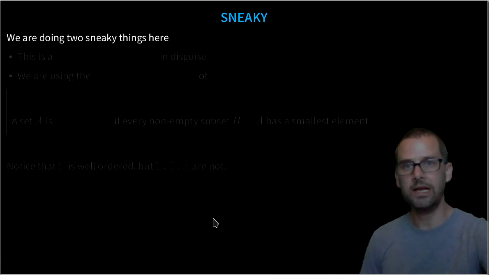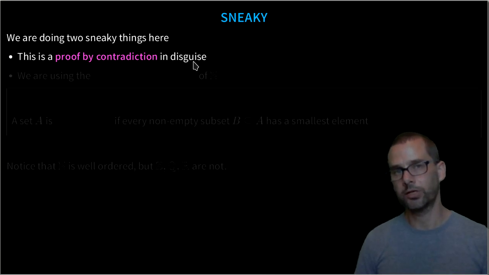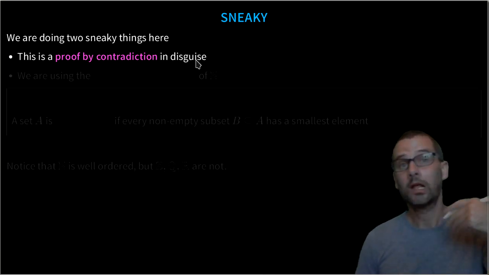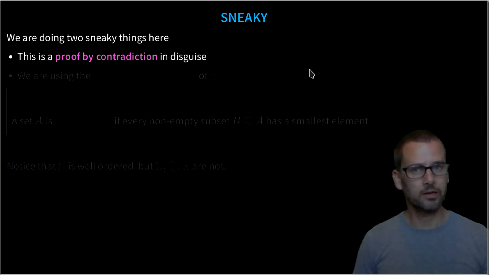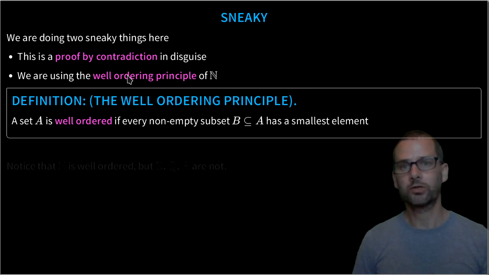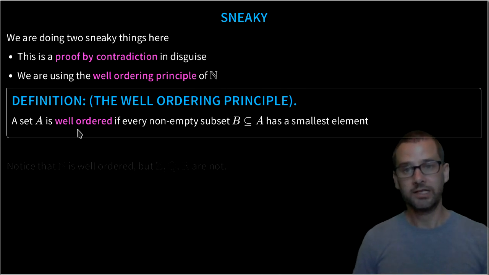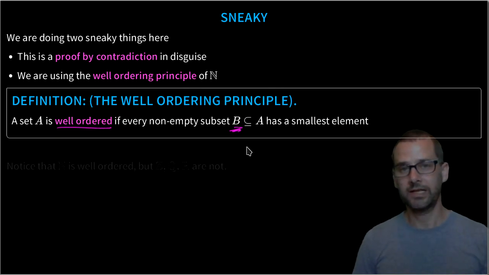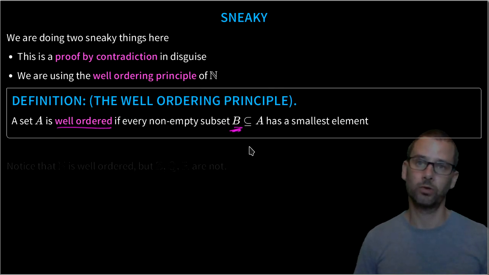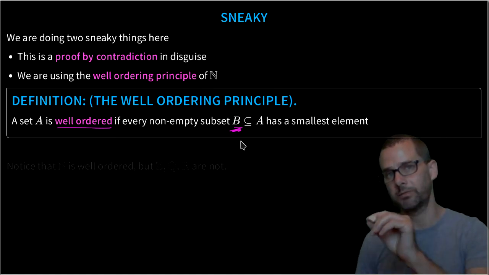And there's two sneaky things going on in this proof. The first is, it's really a proof by contradiction in disguise. And we haven't done proof by contradiction yet in this course, but we will later on, and we'll cover that a bit more carefully. The other thing that we're doing here is we're making use of what's called the well-ordering principle of the natural numbers. A set is well ordered if non-empty subsets of it always have a smallest element. So if we take a set of natural numbers that isn't empty, we can always find a smallest one.